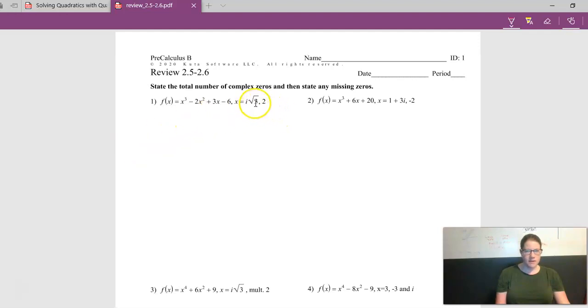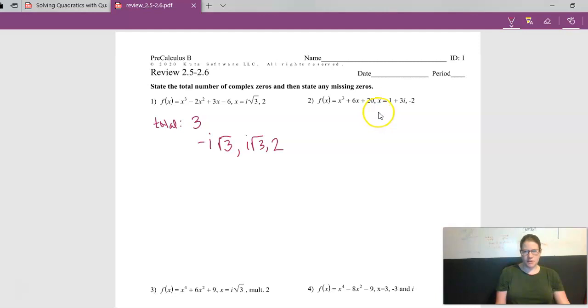Remember, if we're given zeros that have i's in them, called complex zeros, then the complex conjugate is also a zero. So here, the total number of complex zeros would be 3 because that's the highest exponent. It's giving me 2 of them, but because i square root of 3 is one of them, then I know negative i square root of 3 would be another one. Those and the 2 given to me are all 3 of them. So I don't really need to do any math here, I just need to find those complex conjugates.